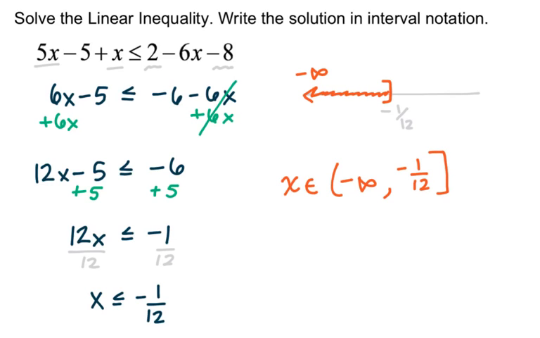And of course, we use a bracket at negative 1/12 because there is an equal to in here. If that had not had an equal to, we would use a parenthesis. Remember, you always use a parenthesis with infinity because infinity is not a number. It's not a finite quantity. You can't touch it. It doesn't exist. So when there's a value you can't touch, we would use a parenthesis here.